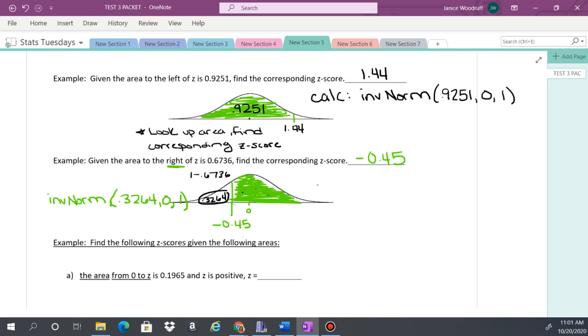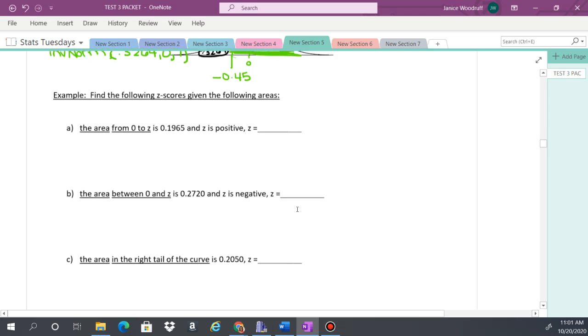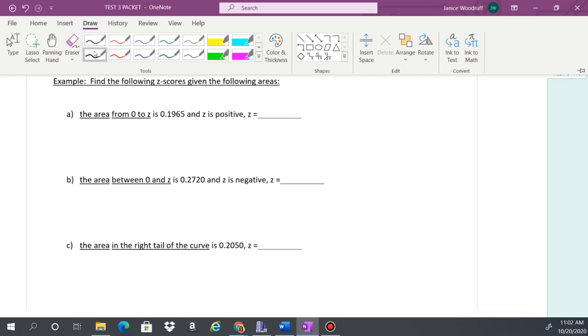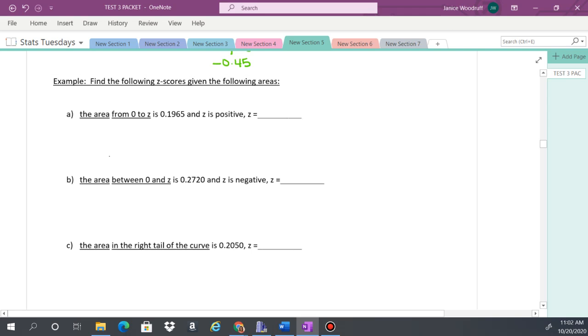Okay, let's look at some examples. So the area from 0 to z is 0.1965 and z is positive. So again, visualize what this is going to look like. I didn't draw or put these in here for you, but you can just go ahead and draw one. Here's 0. And the area from 0 to z is 0.1965 and z is positive, which means it's on the right. So here's my z. And this area here is 0.1965.